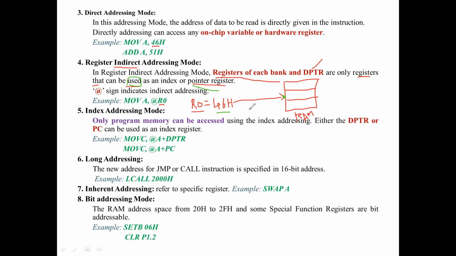Keep in mind, whatever data is inside R0 is going to point to a memory location. For example, I have 01H in the RAM, and this data is going to be accessed to the accumulator. It is the same operation as in the last instruction, where with the same 46H, the 01 data is moved to the accumulator.